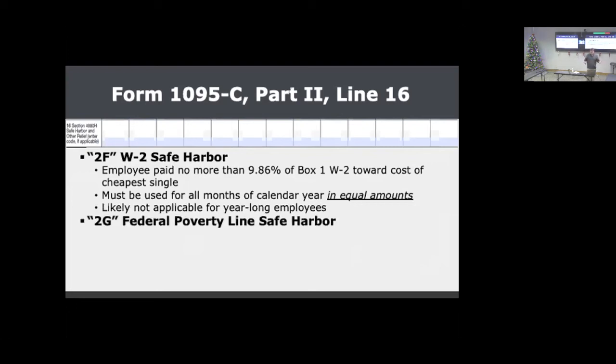2G is this federal poverty line safe harbor, which again, the 1A offer code and the 2G safe harbor are pretty much the same thing, right?